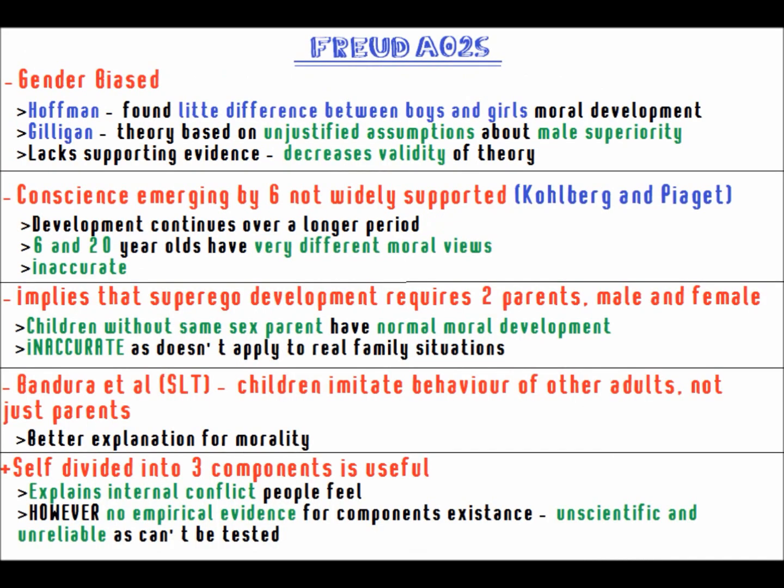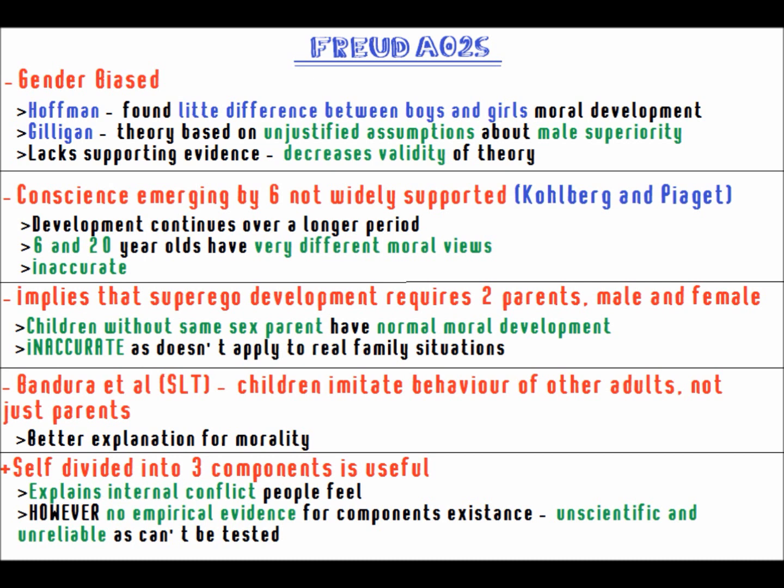Evaluation. It's gender biased. Hoffman found that there was little difference between boys and girls in moral development, and Gilligan says that the theory is based on unjustified assumptions about male superiority. The gender assumption lacks supporting evidence, which decreases the validity of the theory. Also, conscience emerging by age 6 is not widely supported. Kohlberg and Piaget both say that the development continues over a longer period. Also, 6 and 20-year-olds have very different moral views, therefore this is likely to be inaccurate.